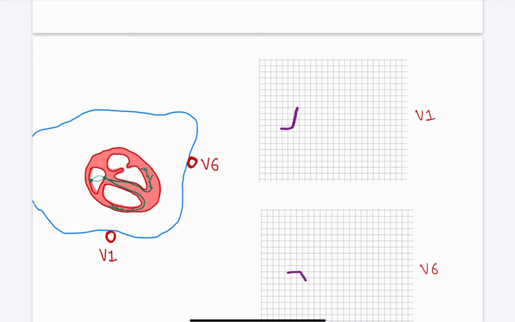Now, as the signals move from the septum to the ventricular walls, since the left ventricle has way more muscle mass, a large portion of electrical waves will be directed towards lead V6 and away from lead V1. So you will get negative deflection on V1 and positive deflection on V6. So this is the normal.